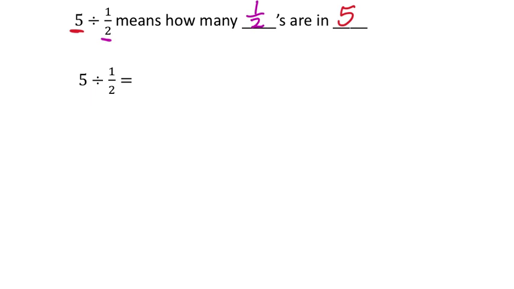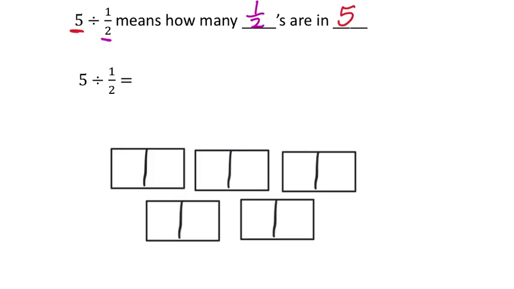Well, what we can do is take a rectangle, I'll use a rectangle because they're fairly easy to work with. If I took that rectangle and cut it in half, then one of those units would have 2 of the halves, right? But what we need is 5 of those. So let's make 5. All right, there's my 5. Well, how many halves are there? Well, there's 2 in each one. You could just count them if you wanted to. 1, 2, 3, 4, 5, 6, 7, 8, 9, 10 of the halves.